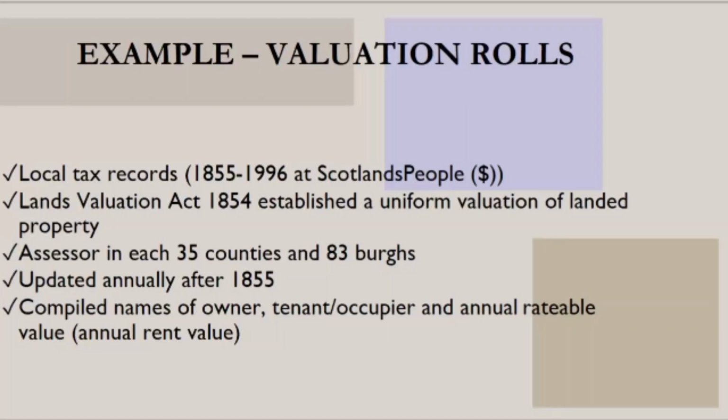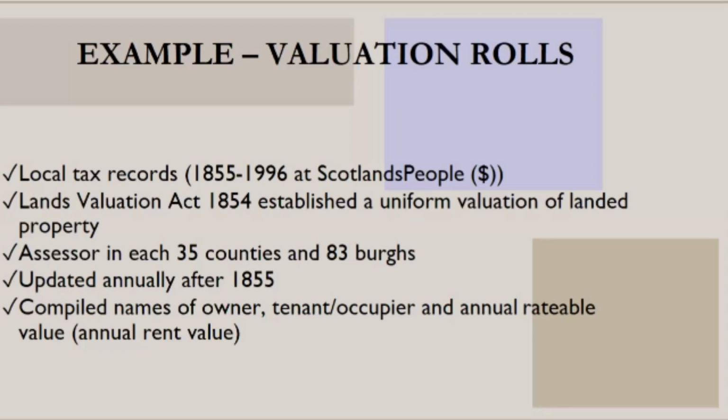Here's an example of one of our miscellaneous records called a valuation roll, which is basically another tax record. ScotlandsPeople has quite a lot. It starts in 1855, and they do have some up to 1996, but a lot of those later records you can't actually view. But in 1854, they had what they called a Land Valuation Act, which got the land valuation in a more organized manner.